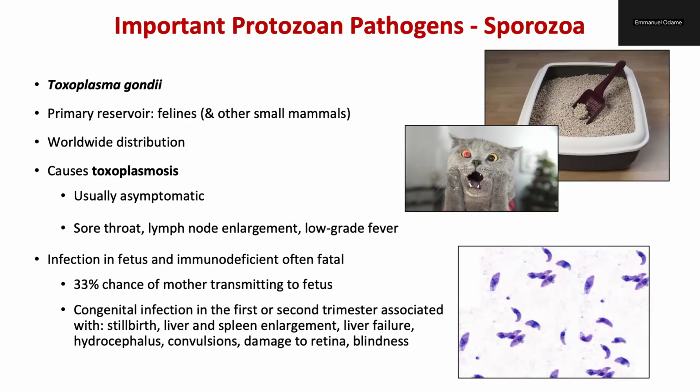There's a 33% chance of mothers transmitting this to the fetus, so this is actually bad news. And if a mother has it, it's more present within the first to second trimester, and it's going to result in a stillbirth, which is basically as a result of liver and spleen enlargement, and the liver fails, and then the fetus ends up dying.